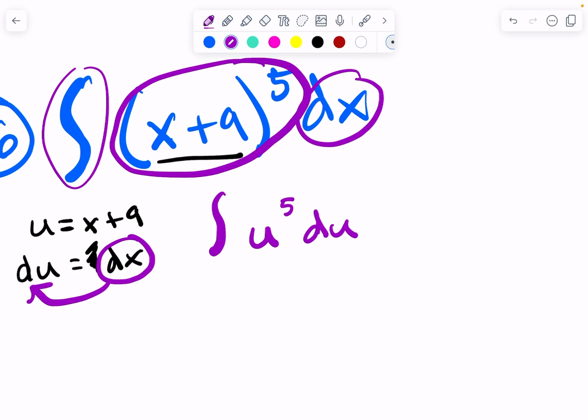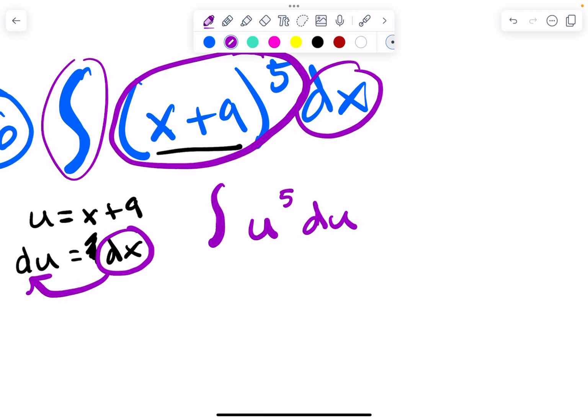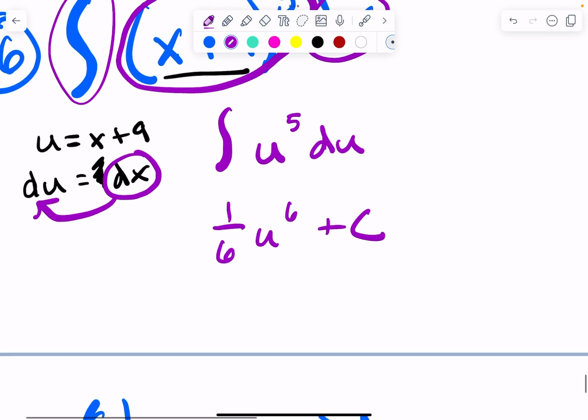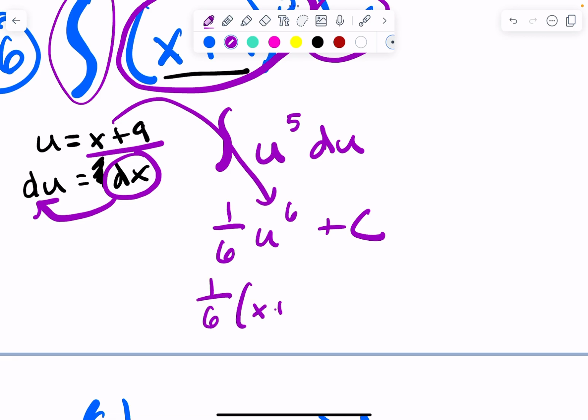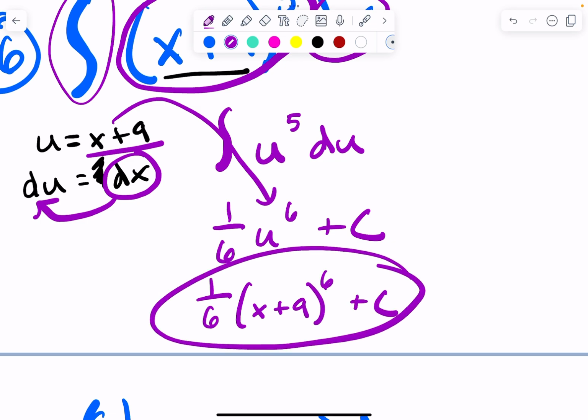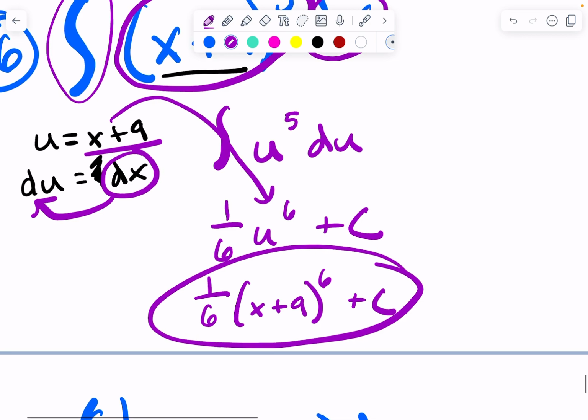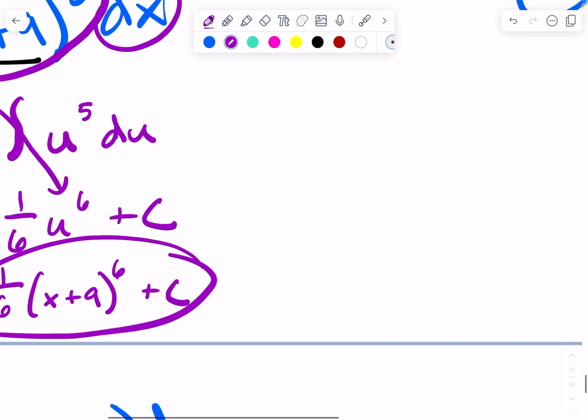Okay, and then now I do my antiderivative. So the antiderivative of u to the 5th is 1/6 u to the 6th. Don't forget plus c. And then the last thing I have to do is plug my x plus 9 back in. Since I don't have limits of integration to plug in, I just make it look nice. And there you go. Okay. Next.